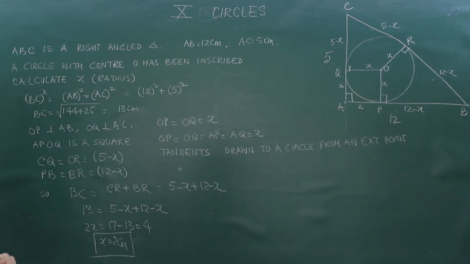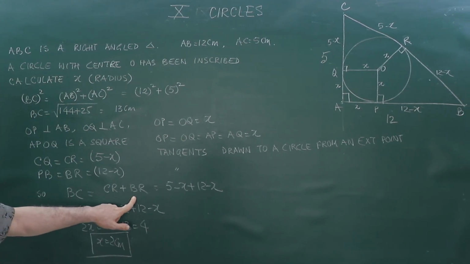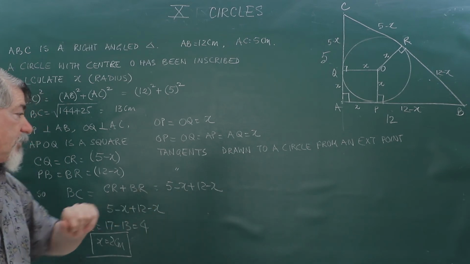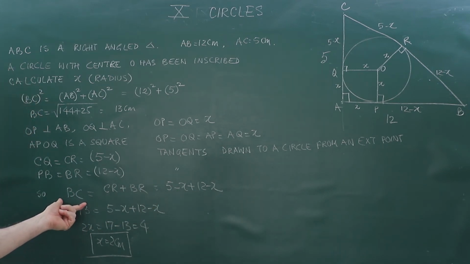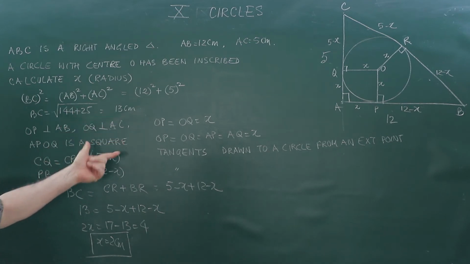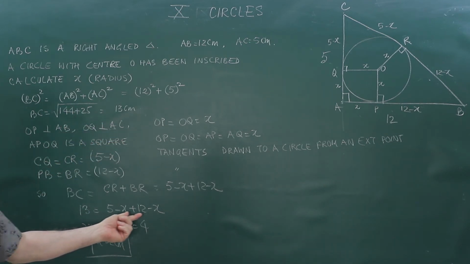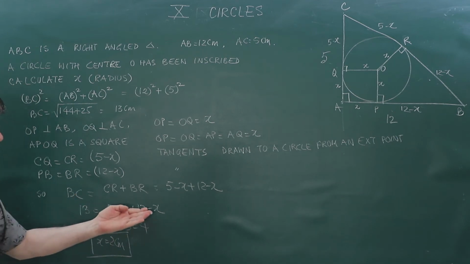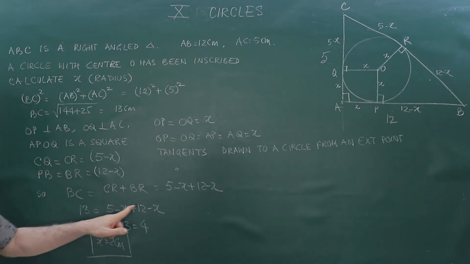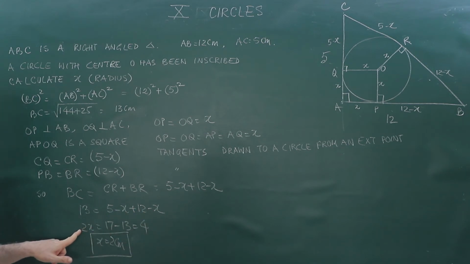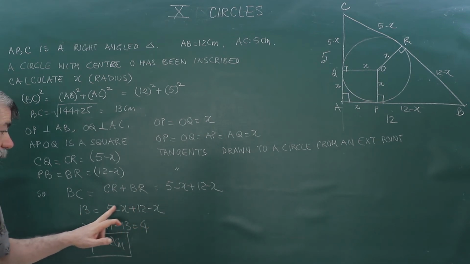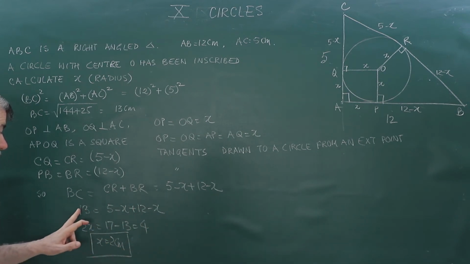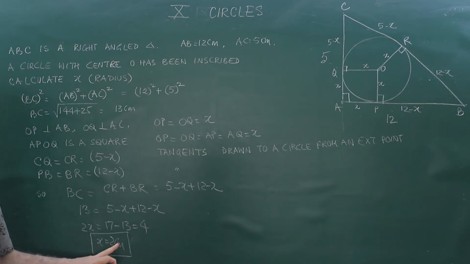So BC will be CR plus BR, which will be 5 minus X plus 12 minus X, and BC I have calculated to be 13 with the help of Pythagoras theorem. So 13 is equal to 5 minus X plus 12 minus X, and I will bring X to the left hand side. Minus 2X, when it comes to this side, becomes plus 2X, and 13 will go to that side. 5 plus 12 is 17. 17 minus 13 is 4. So 2X is 4. So X will be 2 centimeter. That is the radius of the circle.